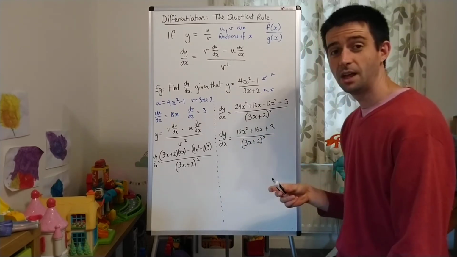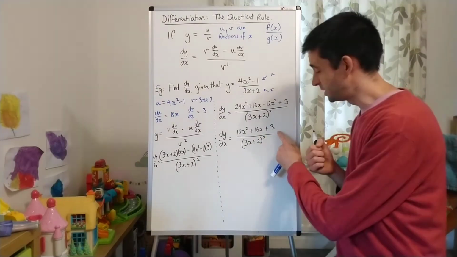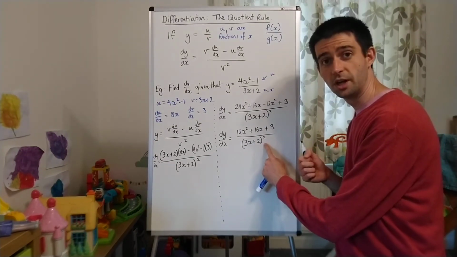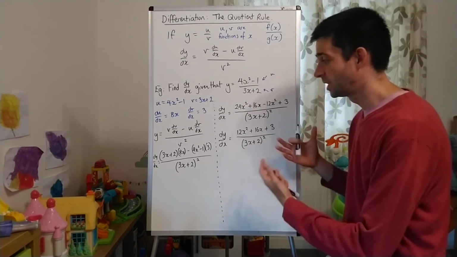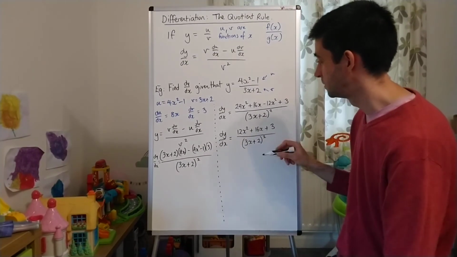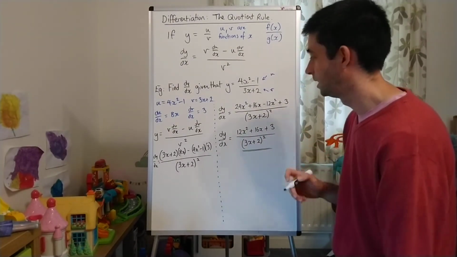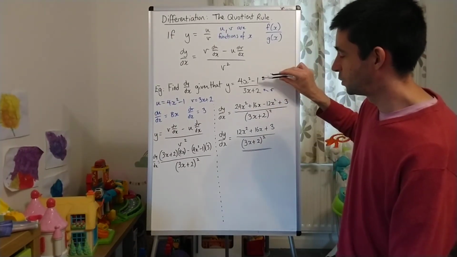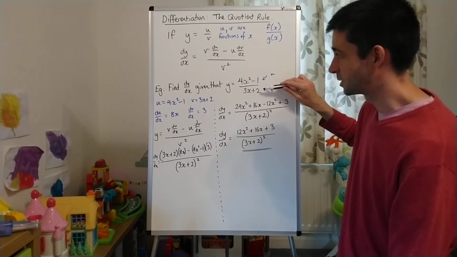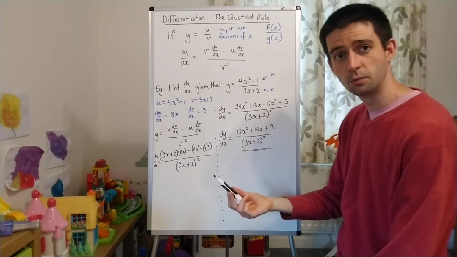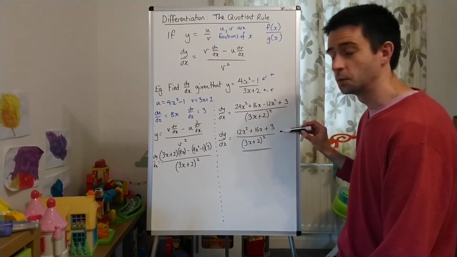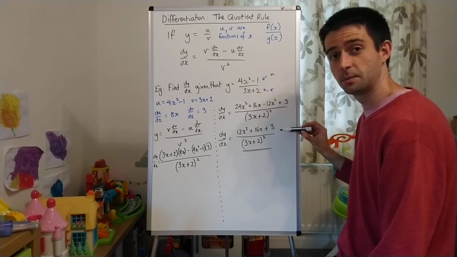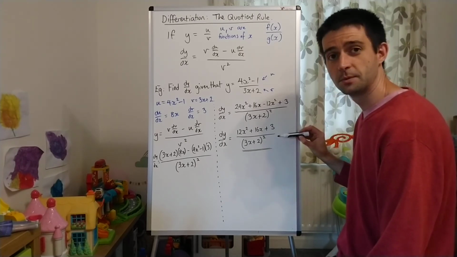all squared. And you could see if this factorises to have a common term with the denominator that you could cancel. In this case it doesn't, so it's fine to leave that as your solution. So if y equals 4x squared minus 1 over 3x plus 2, using the quotient rule, you get dy dx equals 12x squared plus 16x plus 3 all over 3x plus 2 all squared.